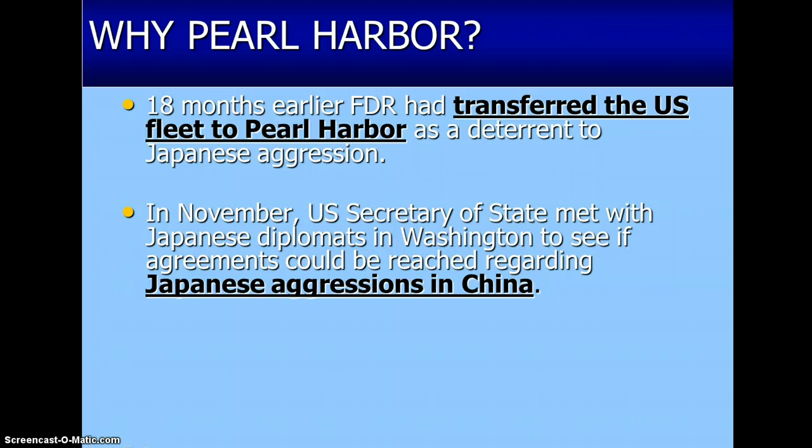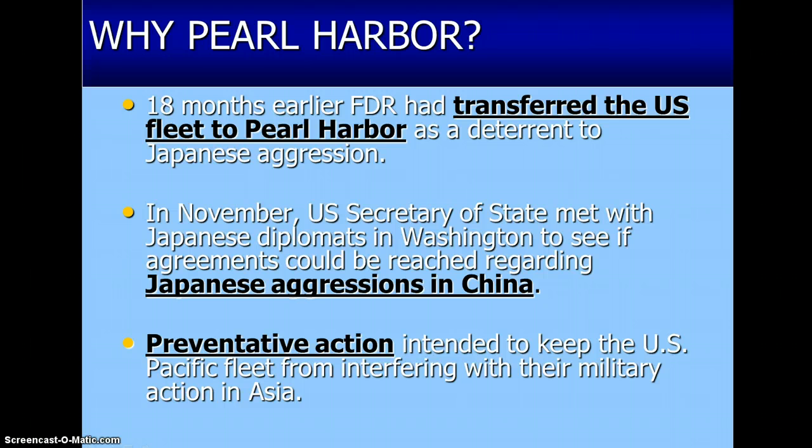In November, you can also put down why Pearl Harbor. We even had negotiations happening at this time. We tried to send our Secretary of State to meet with the Japanese representatives in Washington to see if they could reach an agreement to stop their aggressions in China. The point of this is the U.S. was trying to seek preventative action. We did not want to get into war, but we did want to use our fleet there to prevent further aggression in Asia.